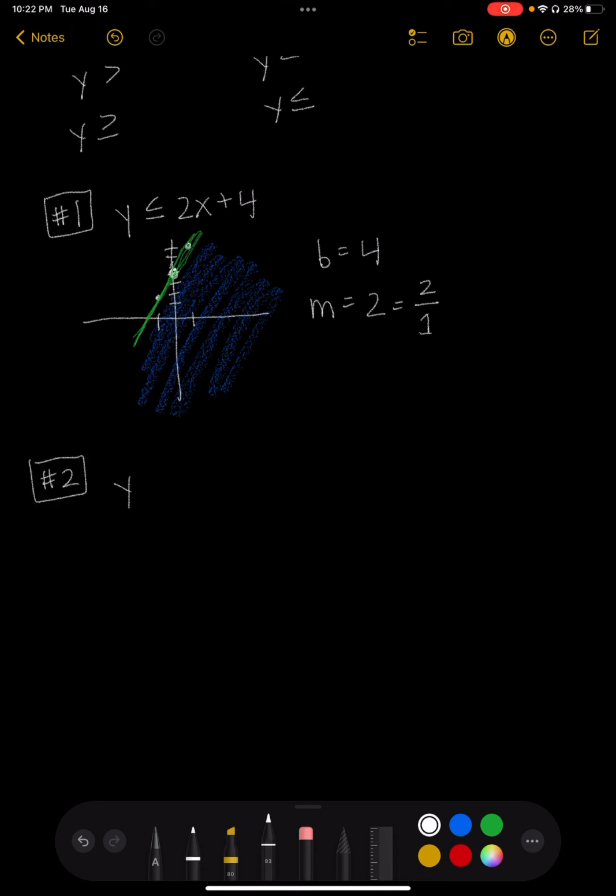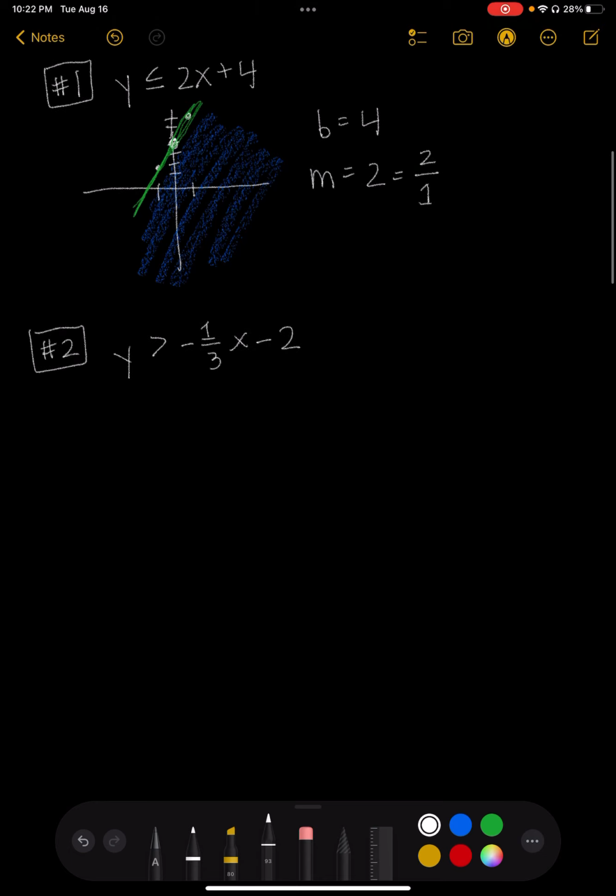Okay, so for this one, let's do y is greater than negative 1/3 x minus 2. Once again, we're going to start like we would with a regular equation. We're going to find the y-intercept, which is negative 2, and then our slope, which is negative 1/3. I'm going to start with my y-intercept, put that negative 2 on the y-axis. Then my slope is negative 1/3, which is my rise over run. And remember, the negative attaches itself to the rise, which means I'm going to go down 1 and then over 3.